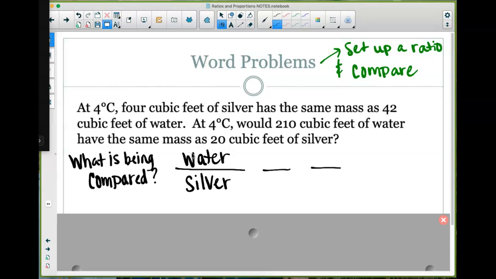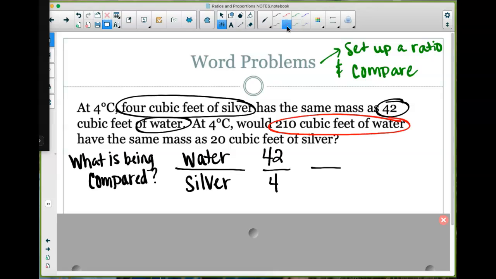Okay, I have 4 cubic feet of silver. So that means the 4 has to go on the bottom. Has the same mass as 42 cubic feet of water. 42 has to go on the top. Okay, my other set of numbers, 210 cubic feet of water. So 210 goes on the top. And 20 cubic feet of silver. My question then is, are those two ratios equal? Are they the same?